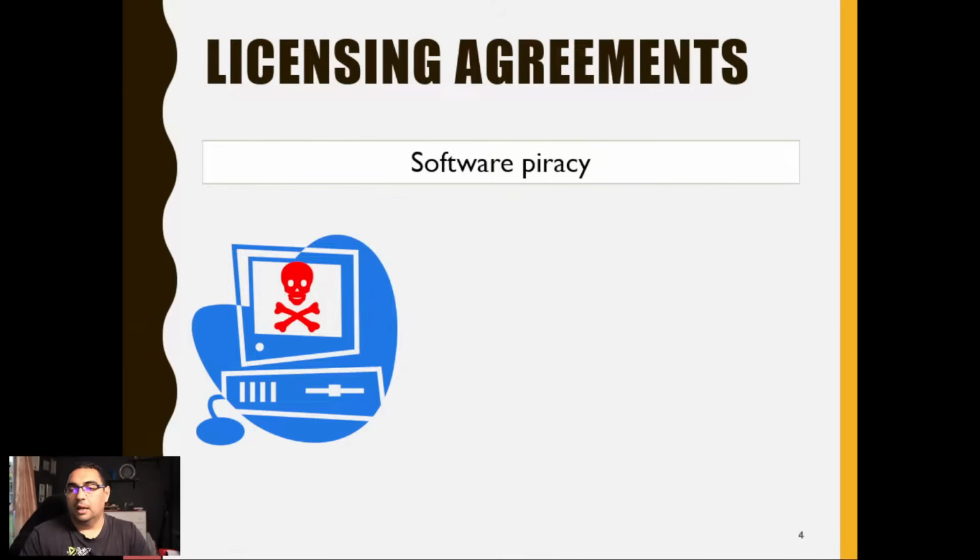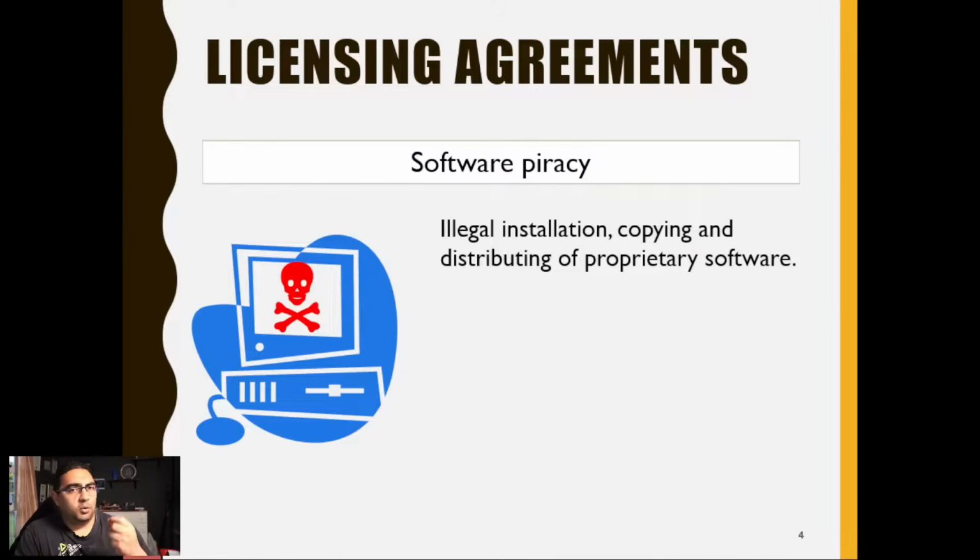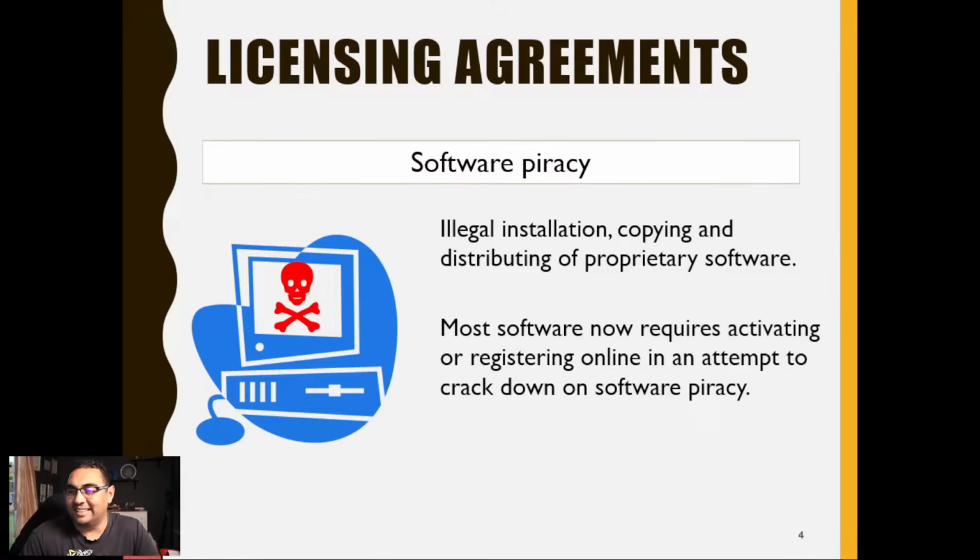Then we went on to software piracy. Your license agreement directly influences software piracy, because with the license agreement, you are agreeing with the company as to how you are going to use that piece of software. So software piracy is when you don't adhere to that agreement. You are installing it illegally. You are making copies. You are distributing it to your friends.